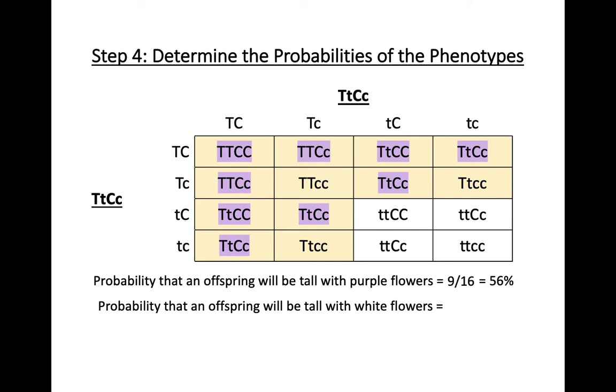All right, another problem. Probability that an offspring will be tall with white flowers. Well, among those tall plants, how many are white? 3. So 3 out of 16 plants are going to be tall with white flowers. Again, we'll divide 3 by 16 times 100, round to the nearest percent, you're going to get 19%. And that is it. That is how you do a dihybrid cross problem.